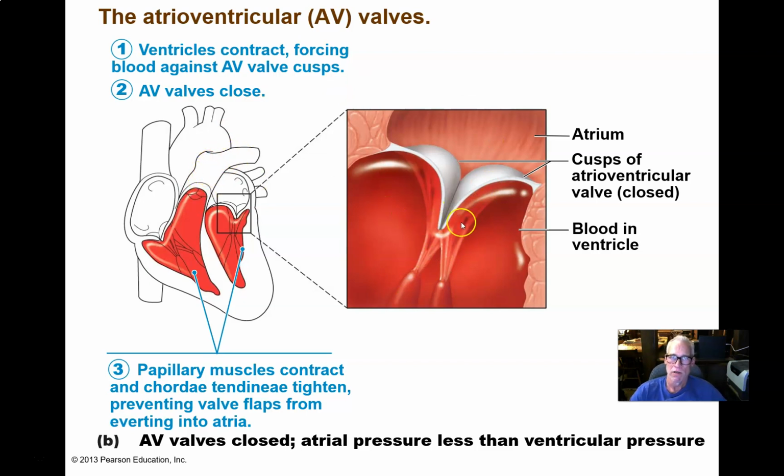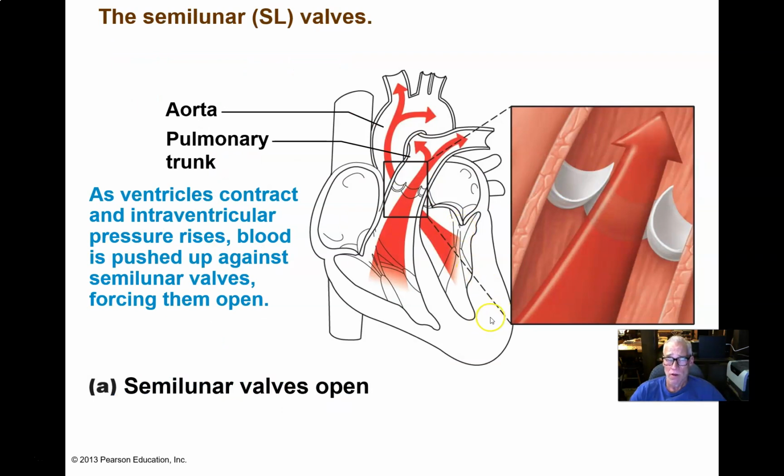Okay, so the AV valve closes. And then where does the blood have to go when the ventricle contracts violently? It goes right out through the semilunar valves, in this case out into the aorta presumably. Oh, maybe if the angle is right, this is probably the pulmonary trunk. So the pulmonary semilunar valve. And blood gets ejected from the heart, we say.